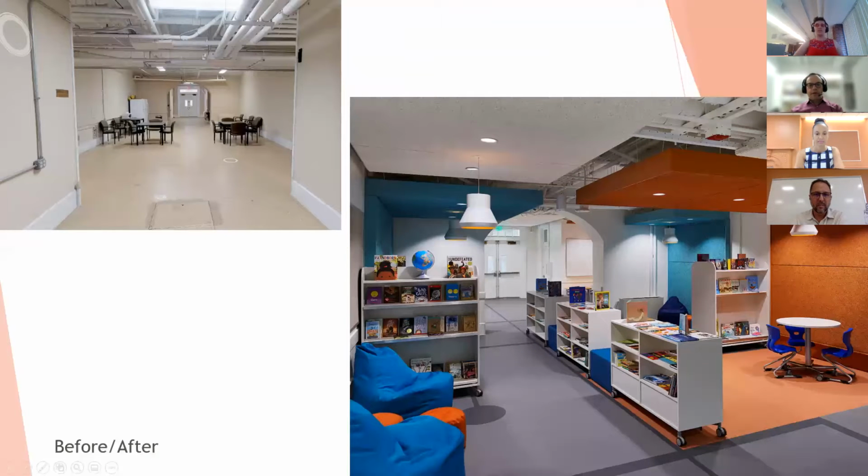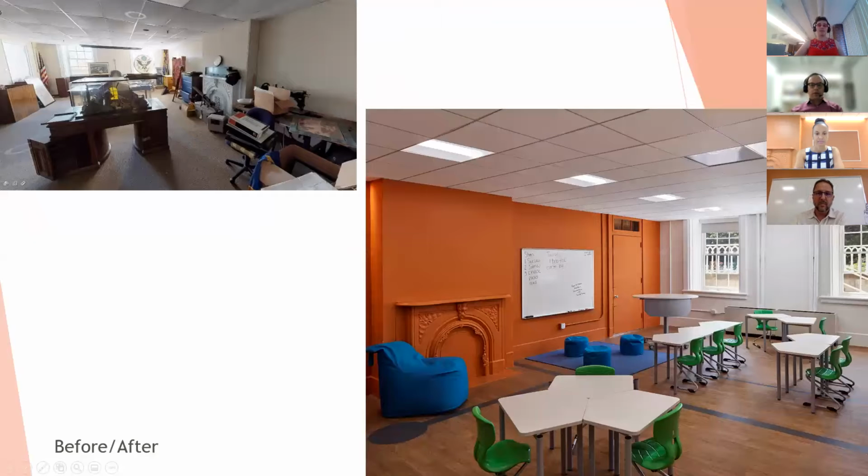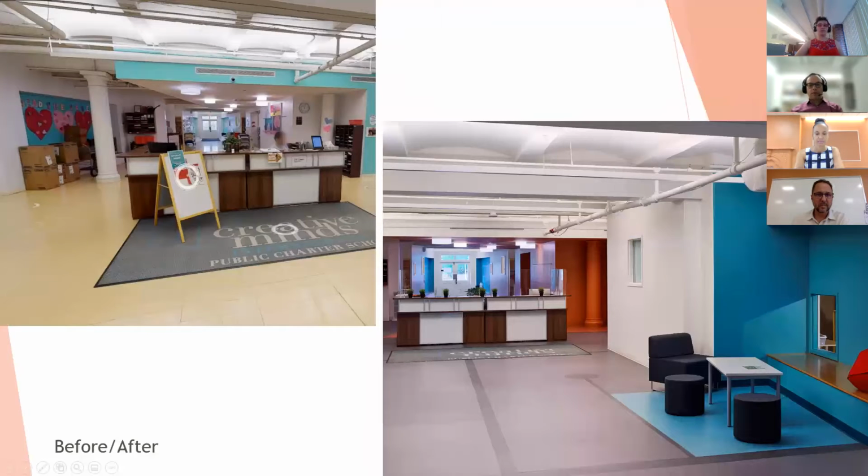So here you can see the before and after of the core of the learning commons. And here you see the transformation of the classroom spaces. This is the entrance lobby and primary community space within the ground floor commons.